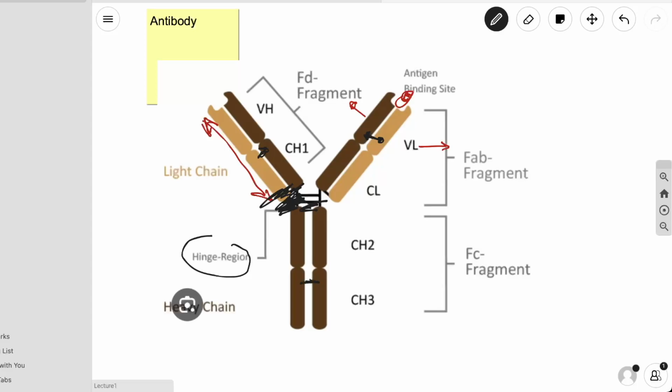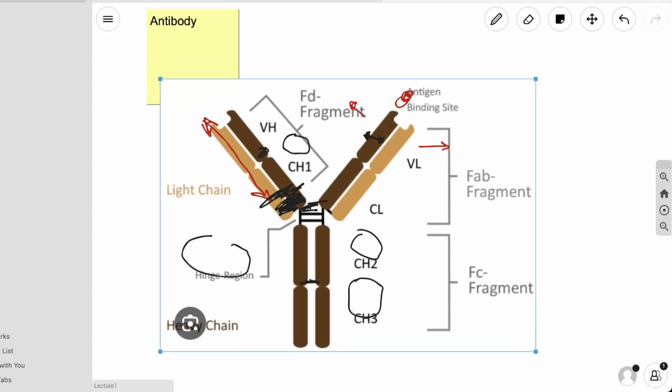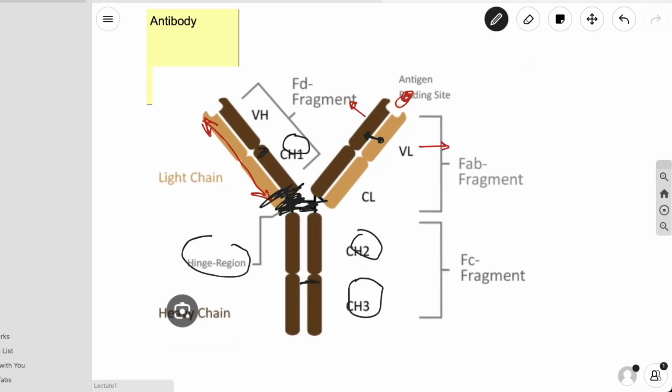So at this constant region, look at the CH1 over here, the CH2 here, and the CH3 here. These make up the rest of the antibody and they are less variable. In this heavy chain, at this stem region, the CH2 and the CH3 are the C region that determine the class or isotype of the antibody.